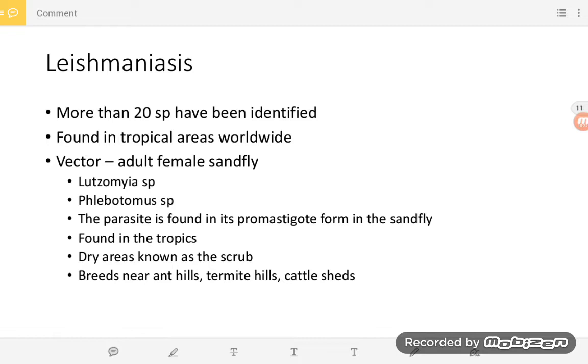In the vector, we can see the promastigote form, but not the amastigote form. When we consider Leishmania species, there are two forms. One is the amastigote form, the other one is the promastigote form. The promastigote form is the infective stage. It is present in the sandfly. When the sandfly bites, the promastigote enters the human body and is immediately engulfed by the macrophage, and it converts into the amastigote form.